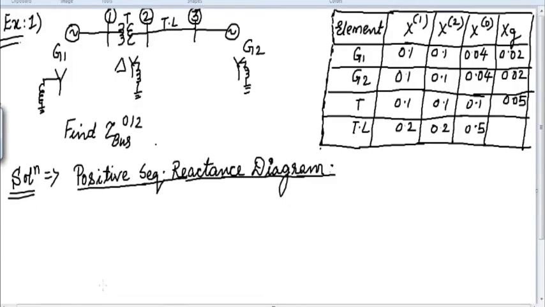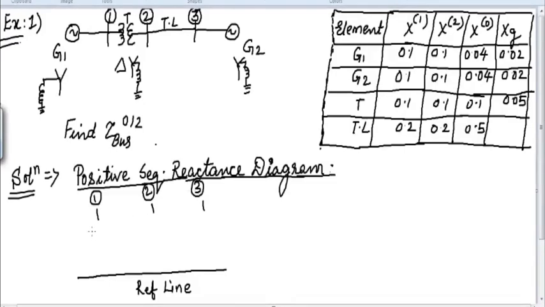Someone has replied. Chaitali Gohani, very good. Draw the reference line, very good. So first we have to draw the reference line. This is my reference line. Then, according to the number of buses, we have to identify the number of nodes. So let me write here bus number 1, bus number 2 and bus number 3.